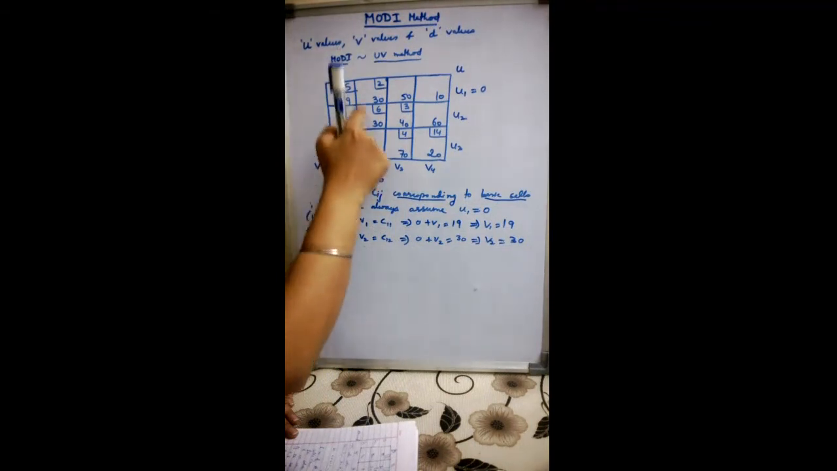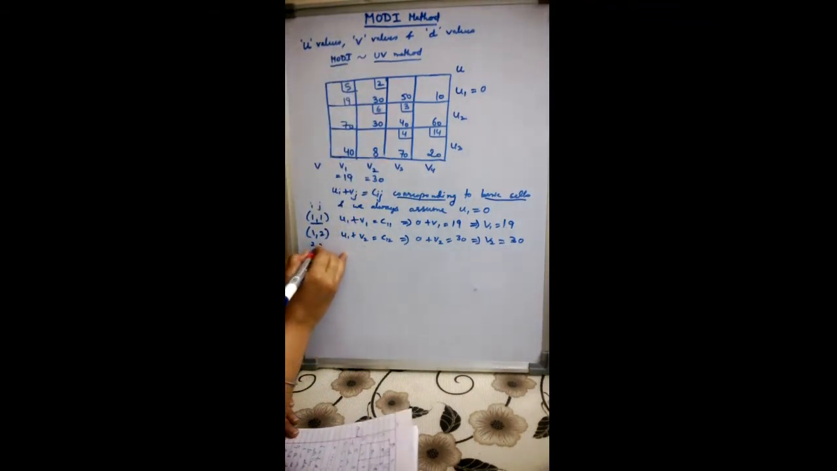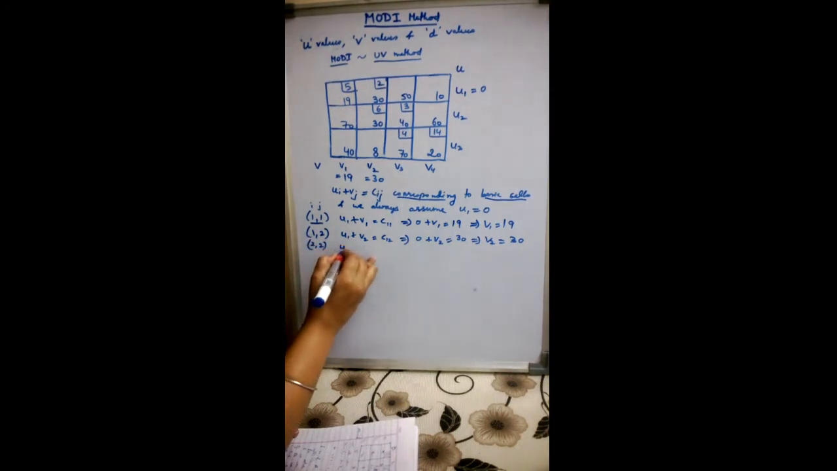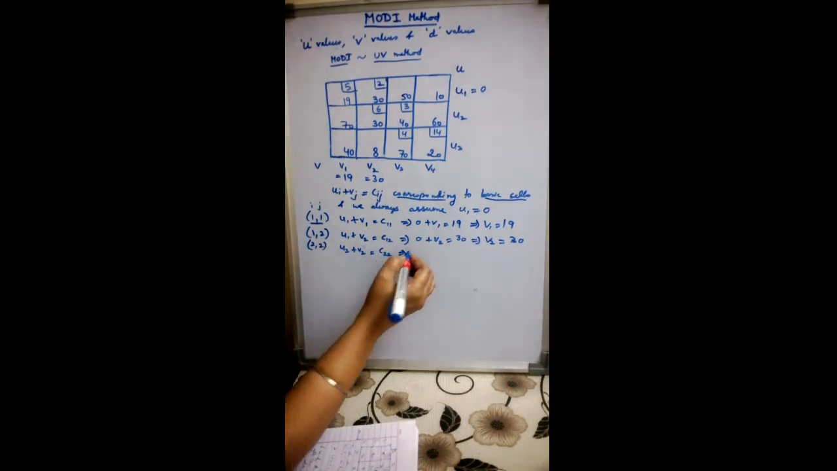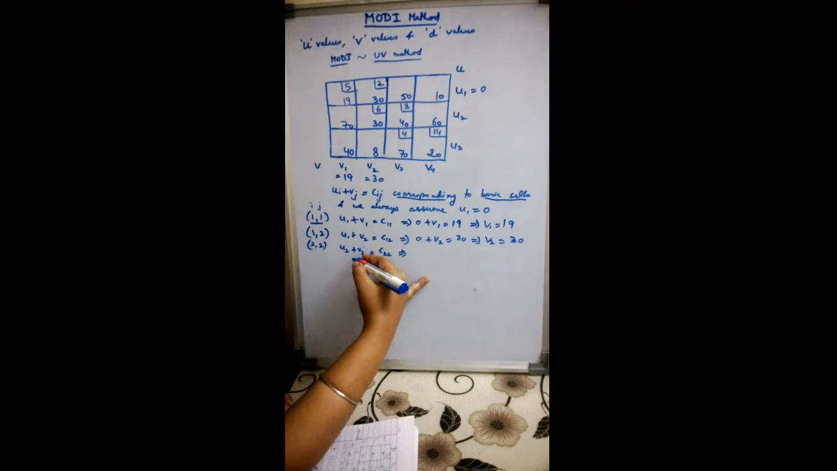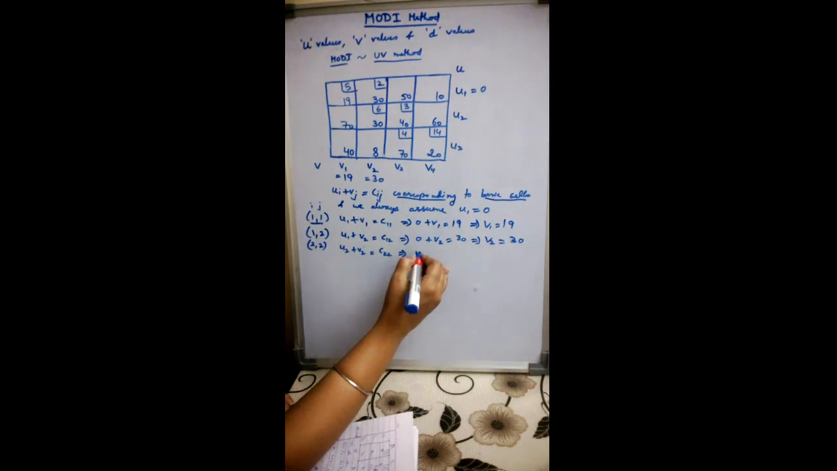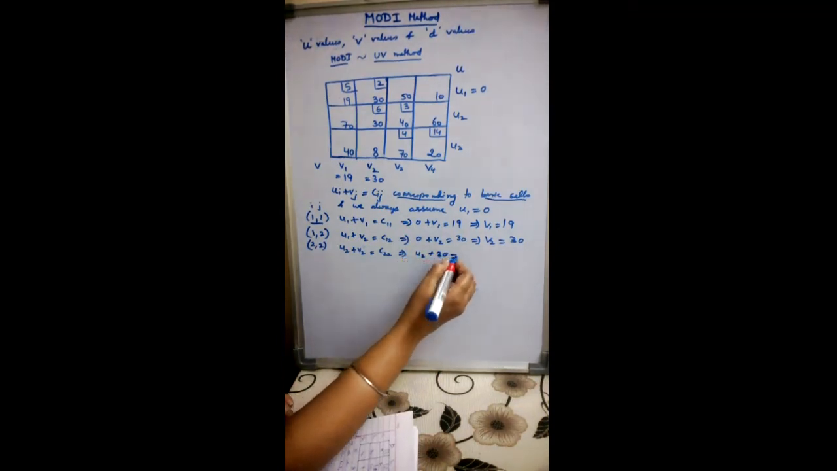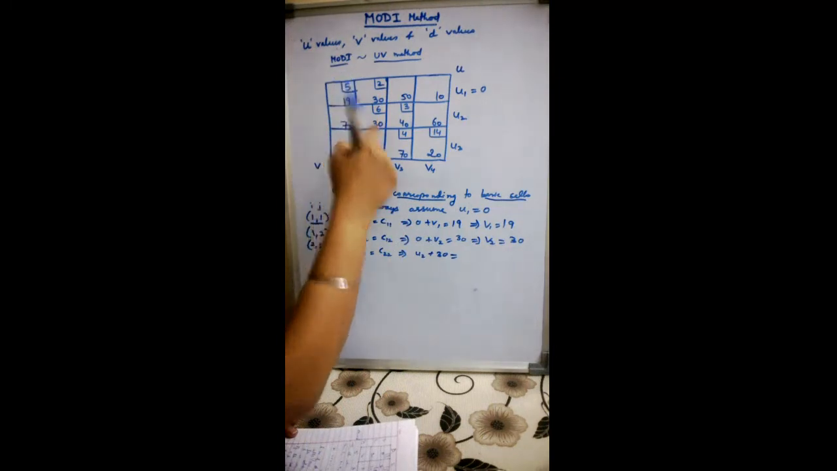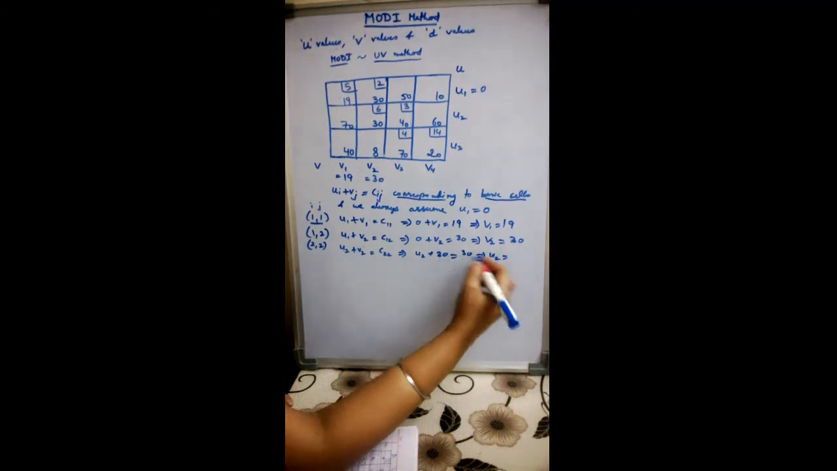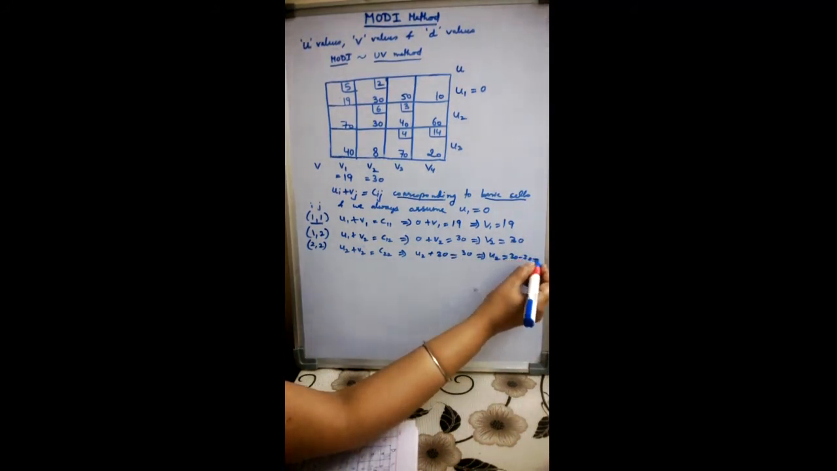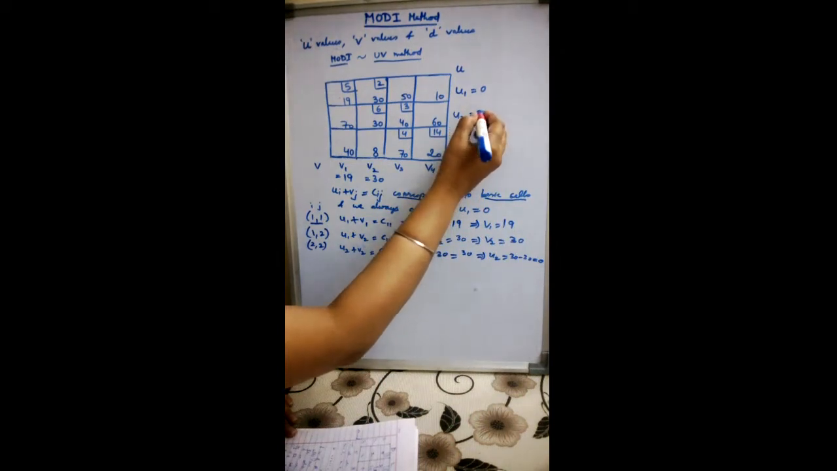Now the next occupied cell or basic cell is this. The location of this cell is second row, second column, 2, 2. So the formula becomes u2 plus v2 is equal to c22. We don't know the value of u2, v2 we have found, which is 30. So u2 plus 30 is equal to c22, which is again 30. So this implies that u2 is 30 minus 30, which is 0.